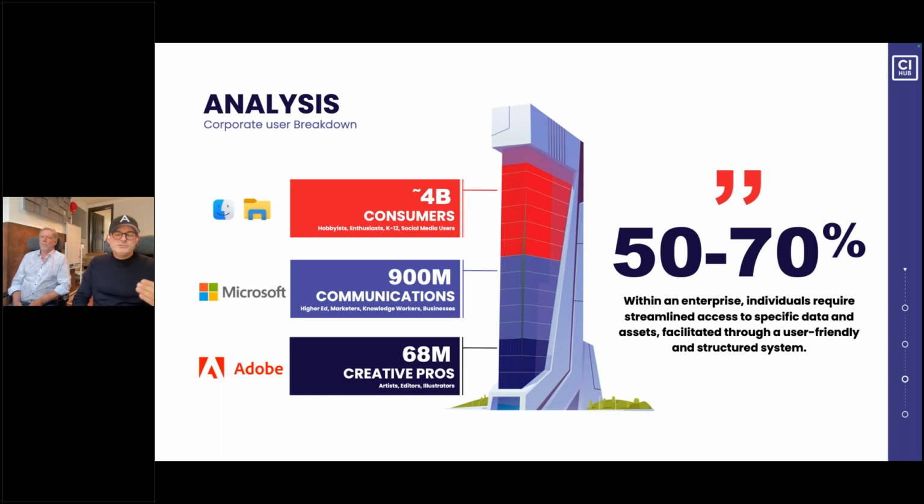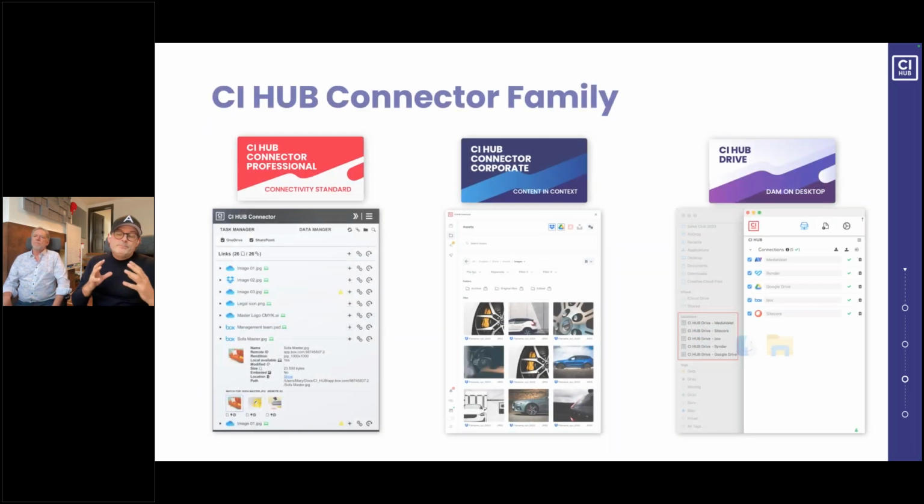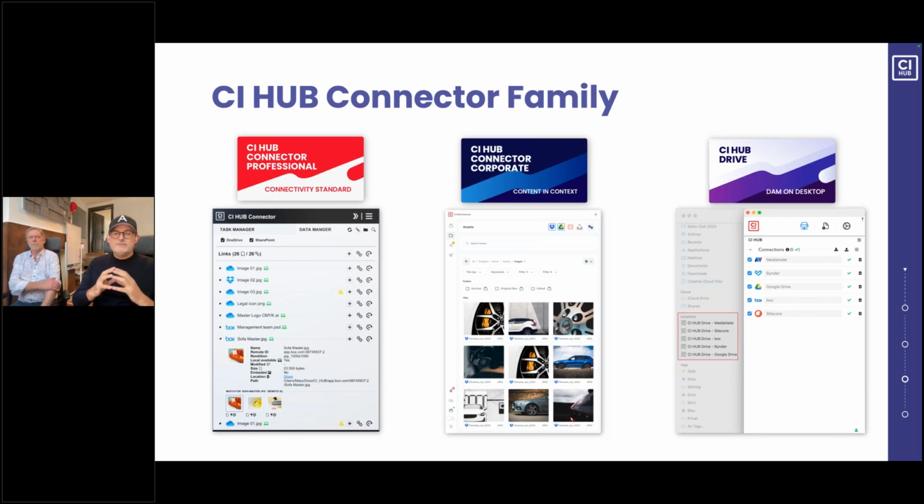It needs to be built to be rolled out into large organizations without training needs and large infrastructure effort. And all of these three groups of people, we can provide a perfect solution to all of them, which we are calling the CI HUB Connector family. The CI HUB Connector family consists of 3 products. The CI HUB Connector Professional, as I said in the beginning, lives in 27 different applications and delivers every functionality a professional creator expects from a tool that makes his life easier.